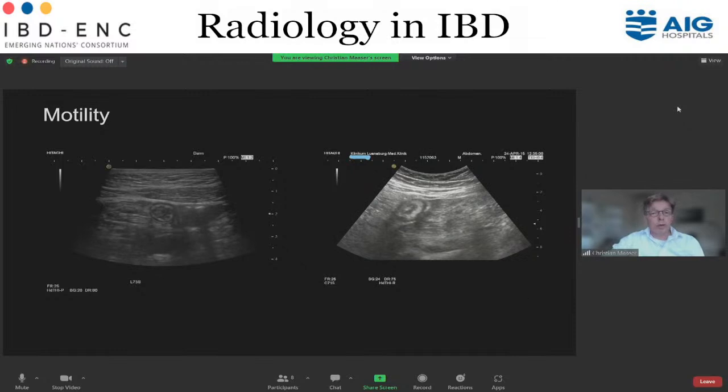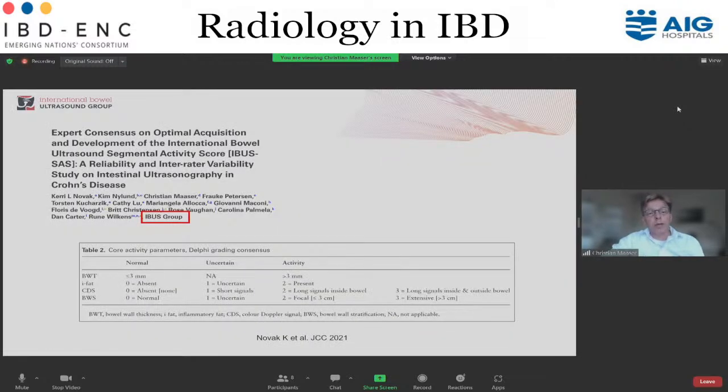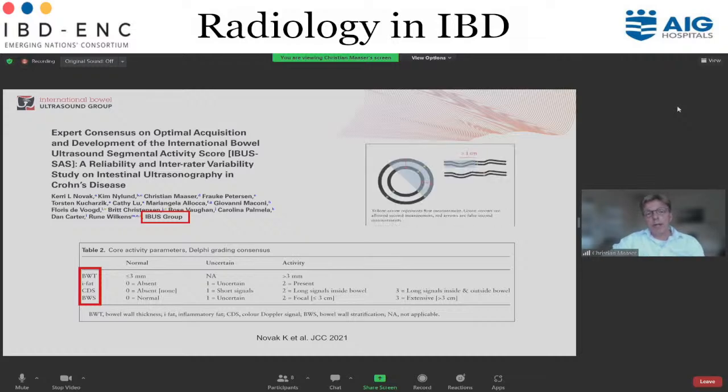If you want to read more details on what and how to look for, there's an expert consensus paper by the IBUS group published recently. And in that paper, you find the bowel wall thickness, the fat, the color Doppler signal, bowel wall stratification, and the different categories. And you also find an explanation of how bowel wall thickness measurement should be done. That's a very nice overview to look at if you want to see more details.